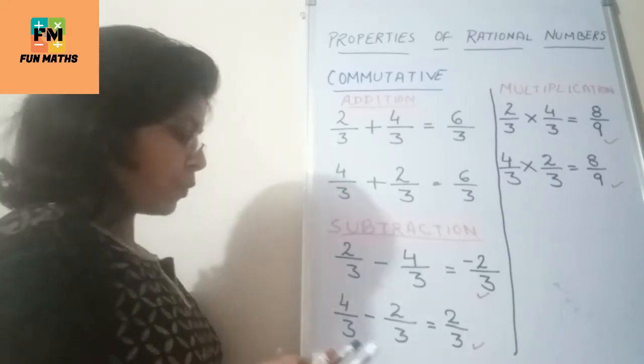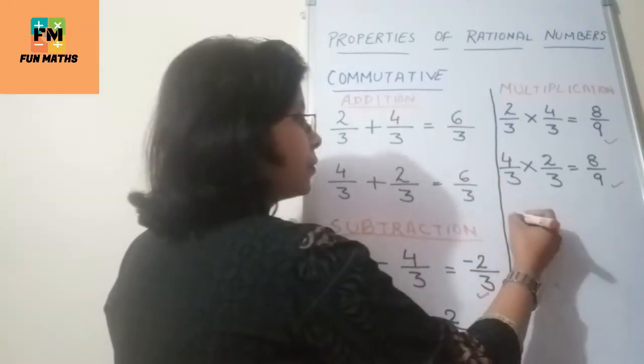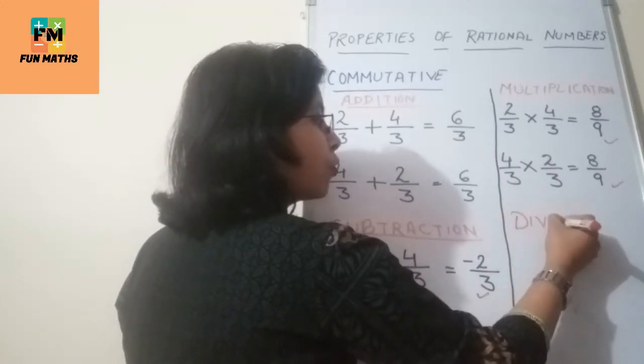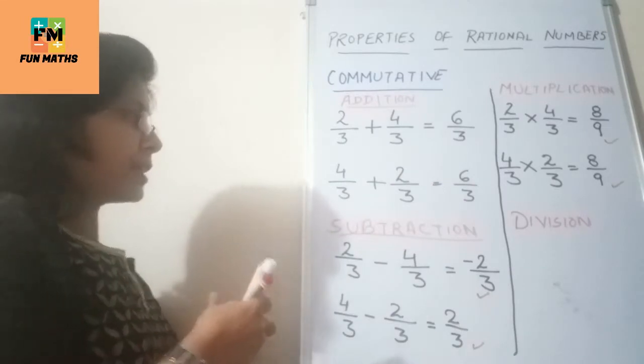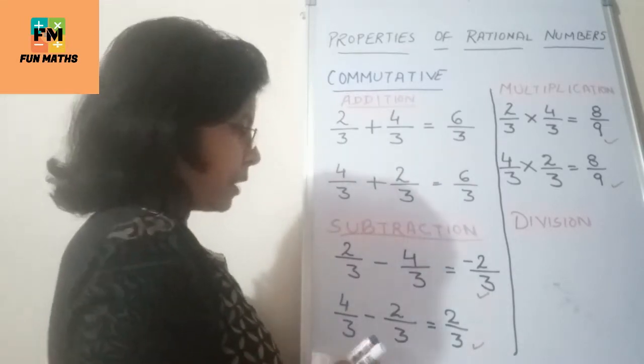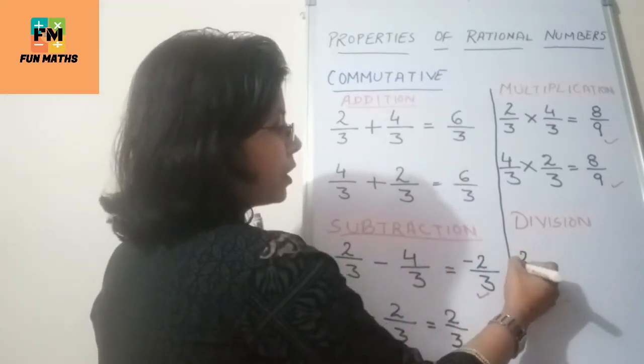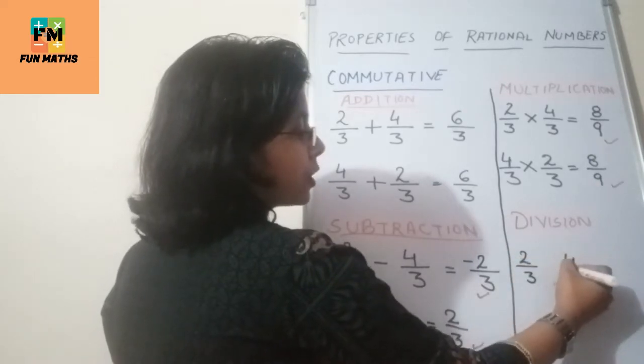If we start with division, we all know how to perform the division operation. Let's take the same two rational numbers, 2 by 3 and 4 by 3.